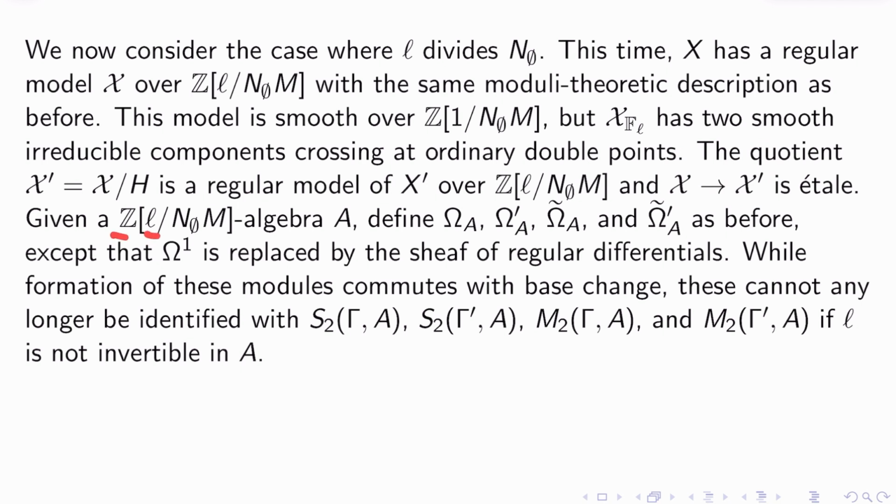Given a Z[1/(N M)]-algebra A, define omega prime A, omega tilde A, and omega tilde prime A just as before, except this time you're going to replace omega 1 by the sheaf of regular differentials. While the formation of these modules does commute with base change, these can no longer, in this case, be identified with the nice spaces of cusp forms and modular forms that we had before if L isn't invertible in A.